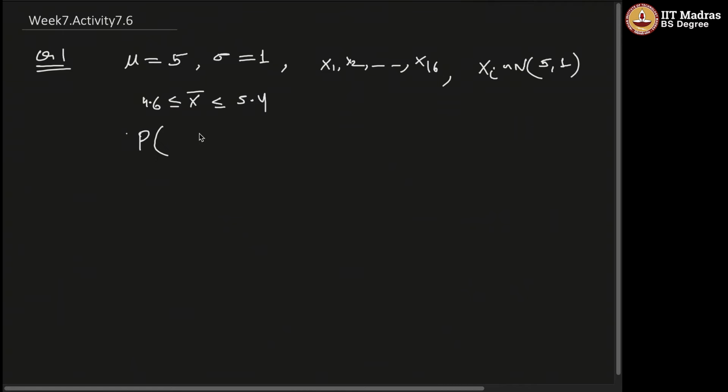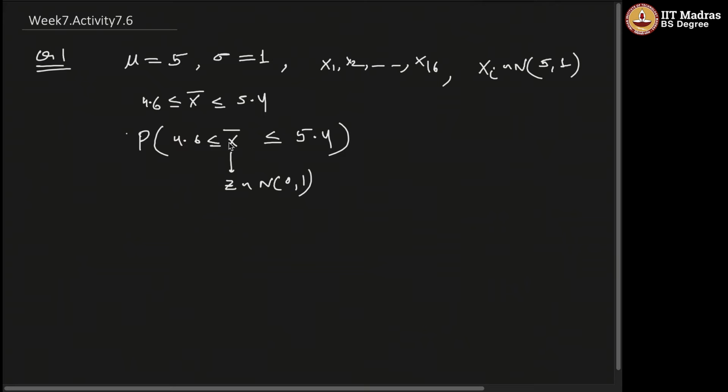So this is the probability that your x bar is less or equal 5.4 and greater or equal 4.6. To apply central limit theorem here, we want to centralize this. x bar is a random variable. We want to convert this into z, where z follows normal 0, 1. That is what the central limit theorem wants to do.